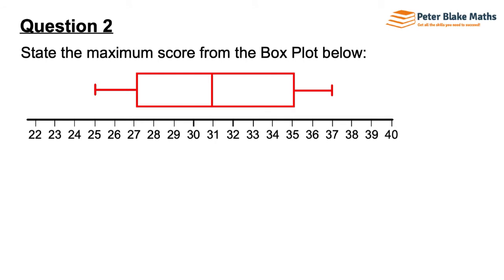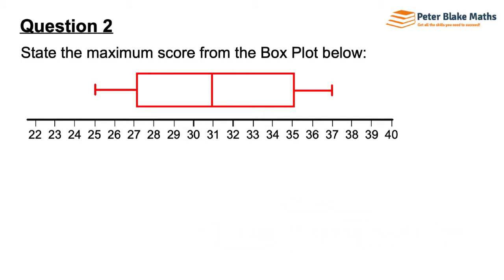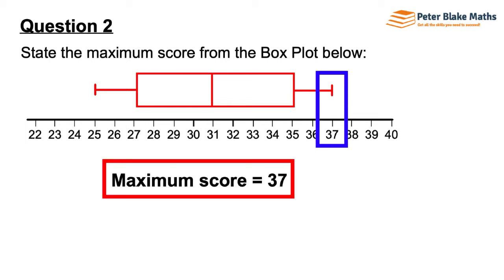Question 2. State the maximum score from the box plot shown below. The maximum score for a box plot is just that final notch on the right hand side. The highest value there will be 37, the maximum score of 37 for that box plot.